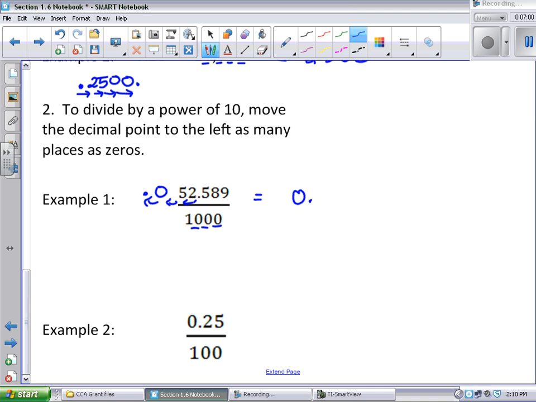This is 0.052589. The decimal is 3 places to the left of where it began. 0.25 divided by 100. We have 2 zeros here. We have to move the decimal place 2 places to the left. So 0.0025 is how we divide by 100, moving the decimal left by 2 places.